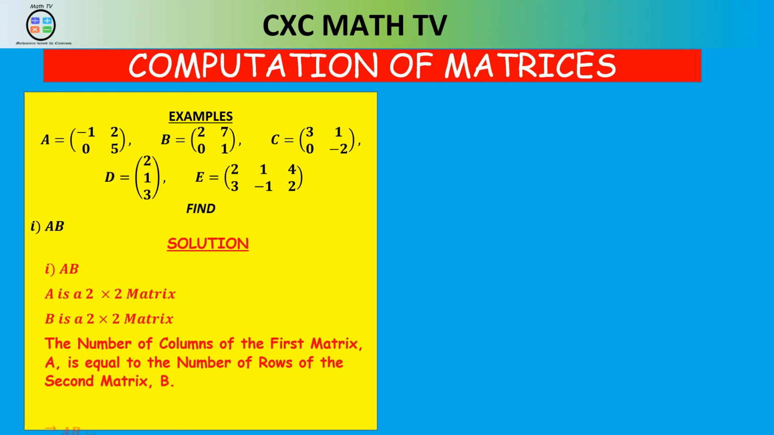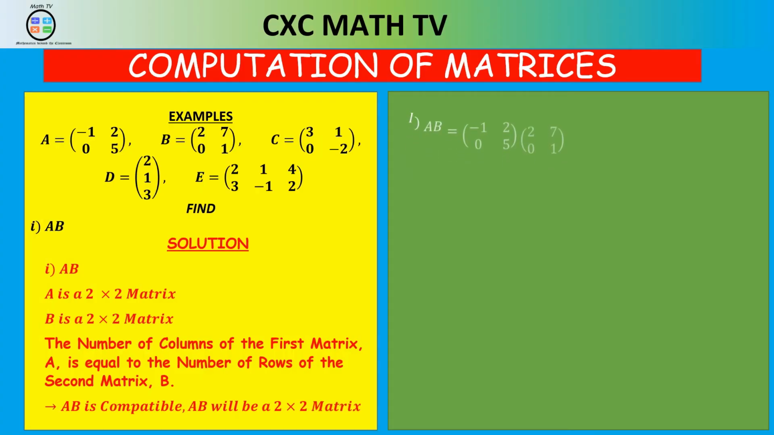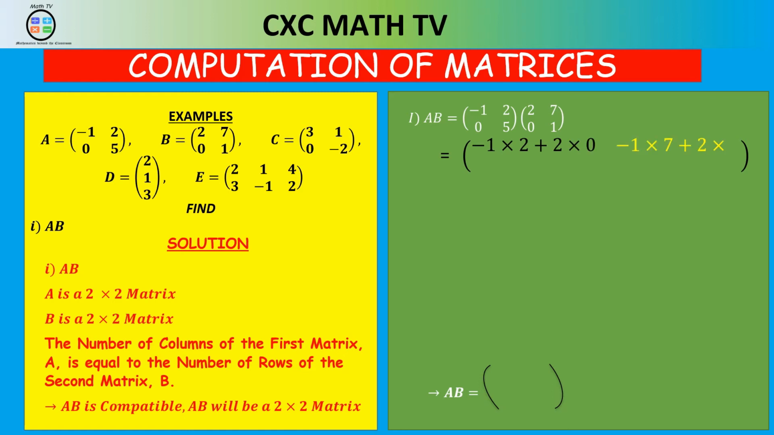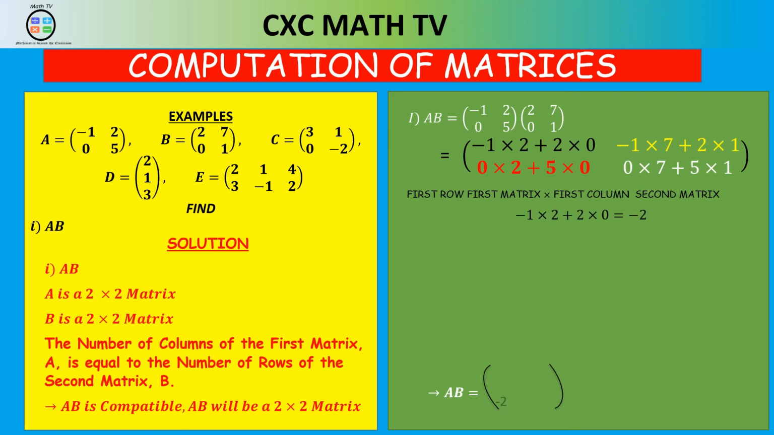And so let's go ahead and multiply the matrix A times B. So write it out: negative 1, 2, 0, 5, 2, 7, 0, 1. Multiplying them, we're going to write first row, first column in the color black. So it's negative 1 times 2 plus 2 times 0. That's first row of the first matrix times first column of the second matrix. That works out to be negative 2. So that's the first element in A times B. Next in the color yellow, we're going to work out first row of the first matrix times second column of the second matrix.